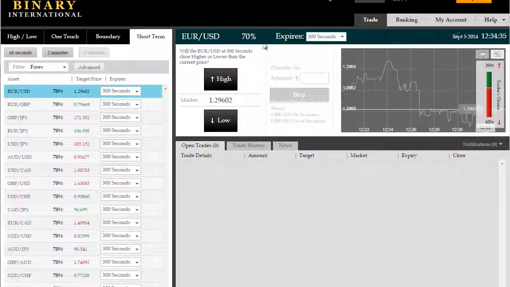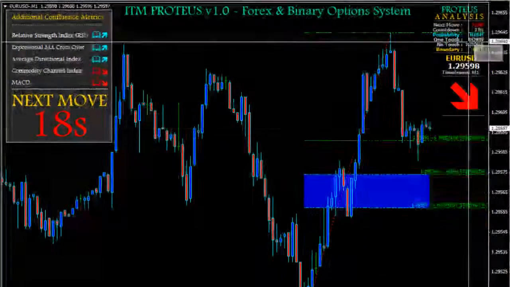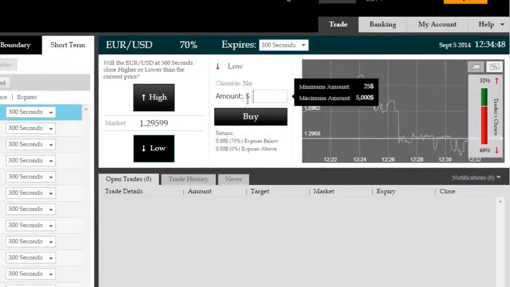Hello again. We're on the Euro USD. It's the 5th of September, currently 12:34:39. We're looking at Proteus here on the chart, looking at a very high probability opportunity to the short side here after a bounce off of the top analysis boundary.